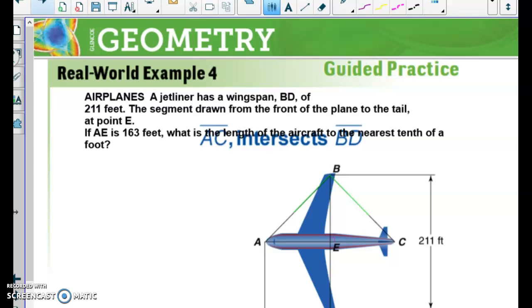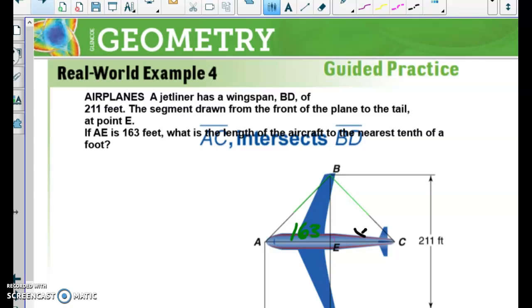But since we're in the section with using the proportions, I thought I would set them up that way. So here we've got an application question, and we're going to try to find the length. The airplane jetliner has a wingspan DB of 211 feet. The segment drawn from the front of the plane to the tail at point E is perpendicular. If AE, this part here, is 163, what is the length of the aircraft to the nearest tenth of a foot?